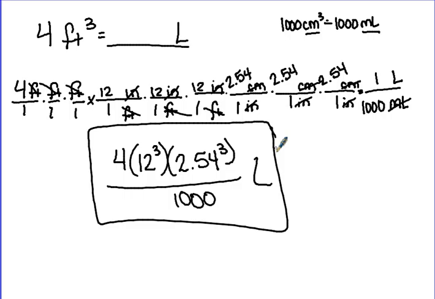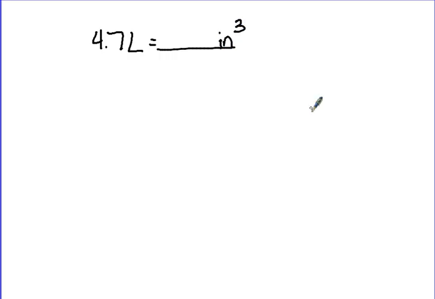All right, I'm going to leave you one to do by yourself. I want you to try this on your own tonight. The example looks like this. We're converting 4.7 liters, and we're going to convert it back to cubic inches. So we're actually doing this one backwards from the one that we just did. Go ahead and try that one on your own tonight. Go ahead and pause the video, and when you've completed that problem, hit play to continue.